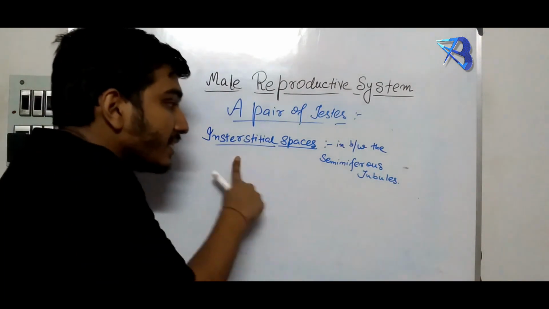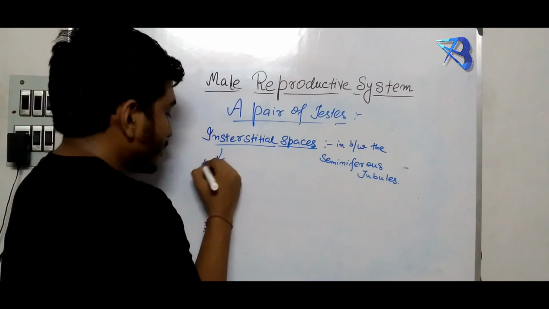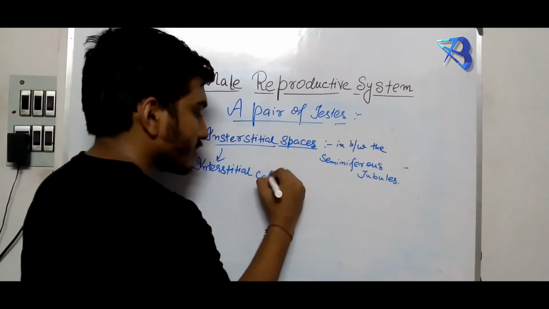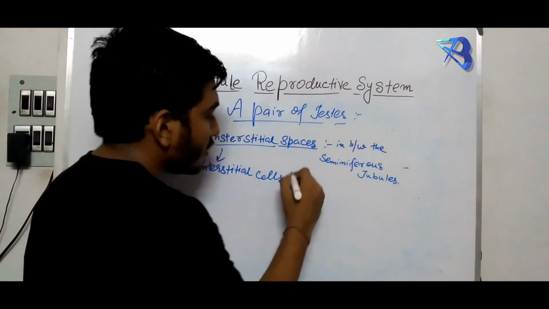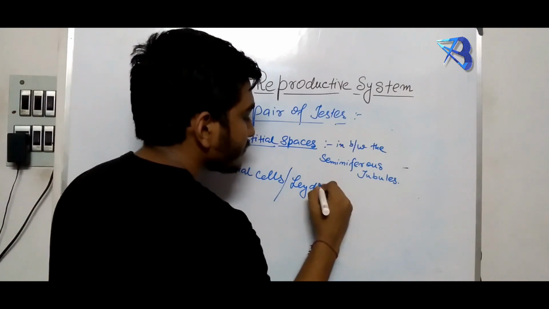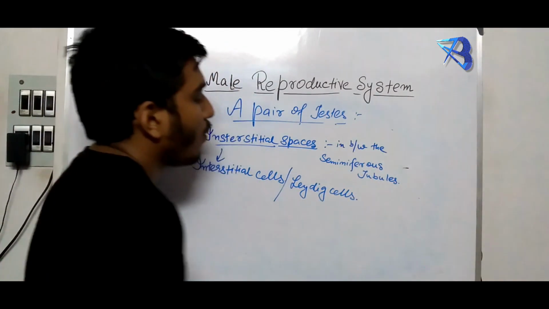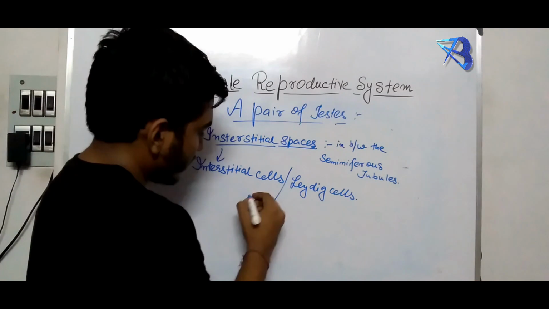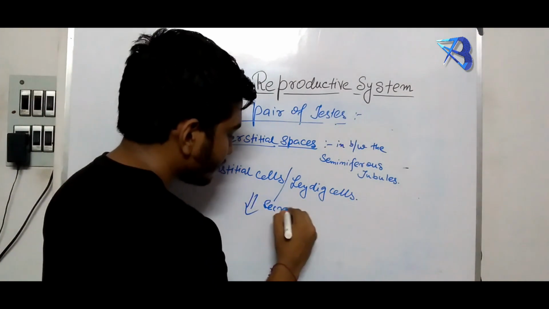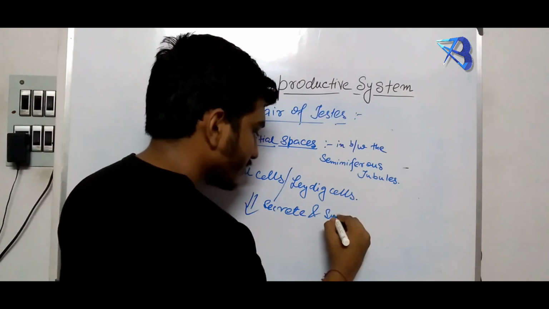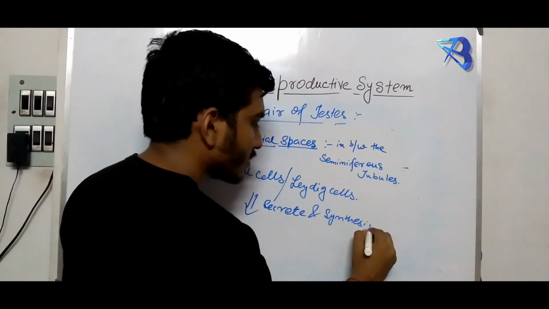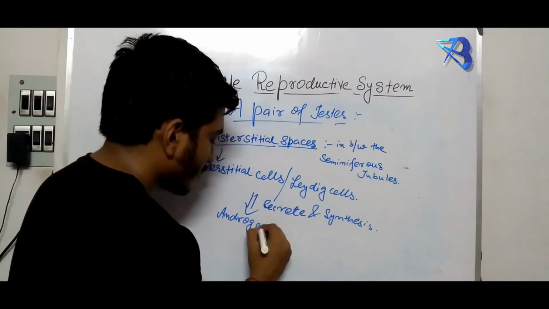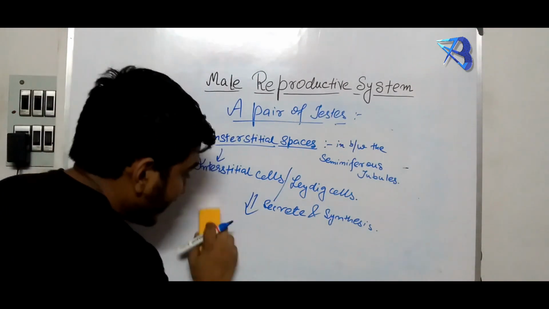What are there in these interstitial spaces? Interstitial cells, also known as the Leydig cells. Now, what do these Leydig cells synthesize and secrete? These Leydig cells, or the interstitial cells, synthesize and then secrete androgens, or rather the testicular hormones.